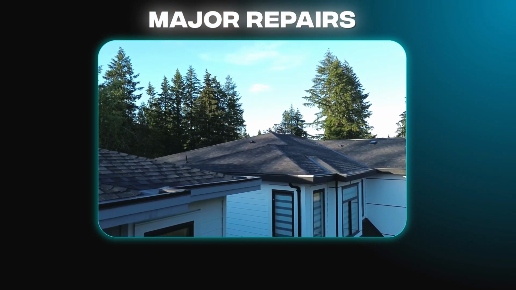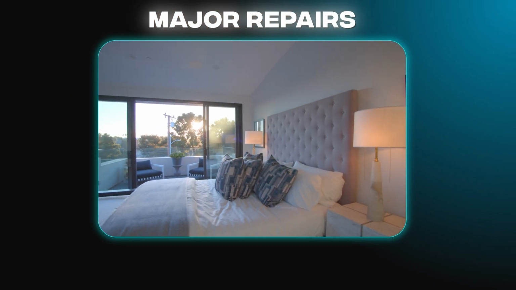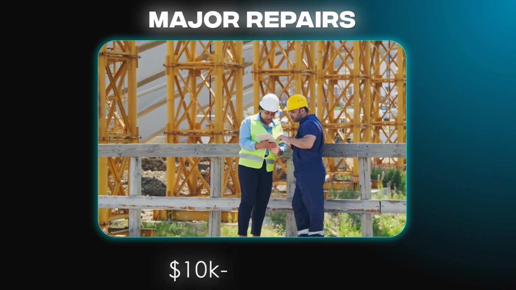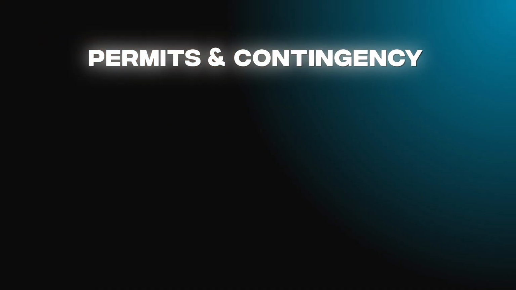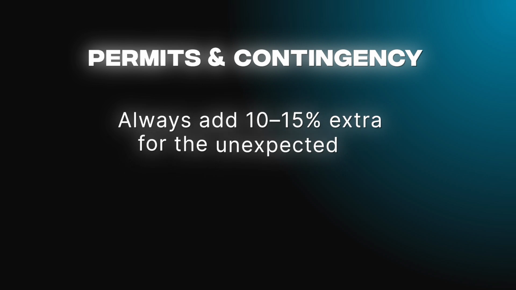And then major repairs like the roof. Does it need new windows, foundation? These could add $10,000 to $40,000 fast. You got permits and contingencies, so I would always add another 10 to 15% extra for the unexpected.